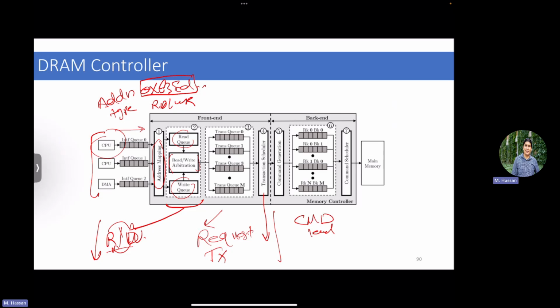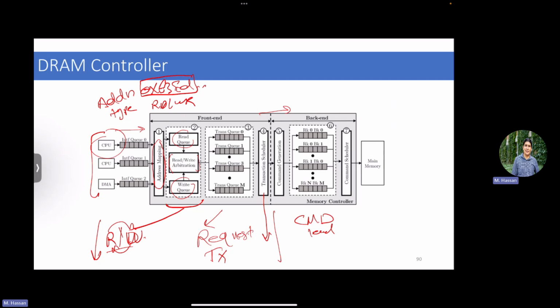Then once you pick a request, by the end of the front end, you have already decided one request to be serviced. Good. And you already know that this request is going to this bank, this rank, this channel, this row, this column. What remains is to translate that request to the low-level DRAM commands. DRAM doesn't take a request. DRAM takes an activate, a CAS, a precharge, right? A refresh, a bank address, and that stuff.